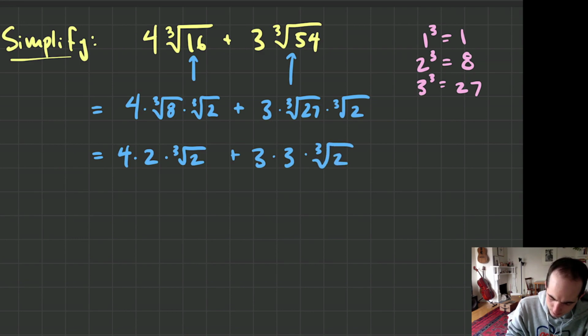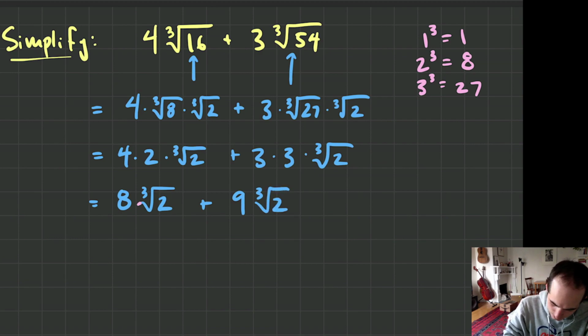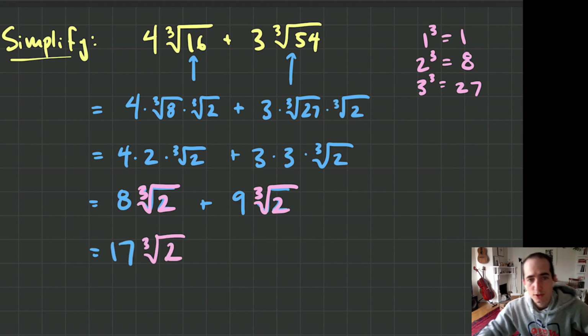Let's clean this up a little bit. So 4 times 2 is 8. So I got 8 times the cube root of 2 plus 9 times the cube root of 2. And these are like radicals. So I've got the cube root of 2 and the cube root of 2. So let's go ahead and combine these. So 8 plus 9 is 17, and I've got 17 times the cube root of 2. So that worked out pretty nicely. I think that one wasn't too bad.